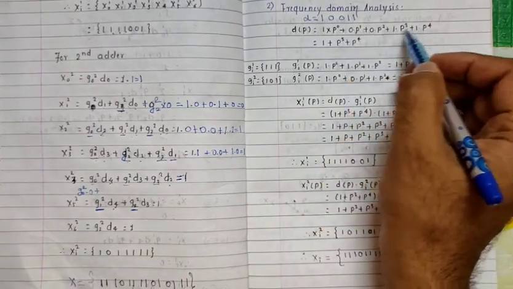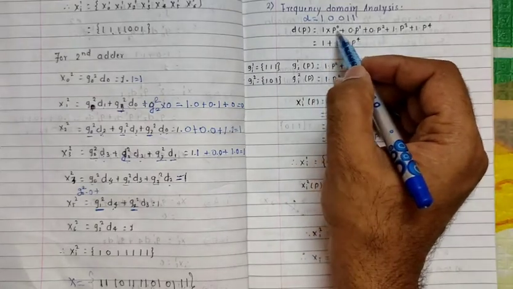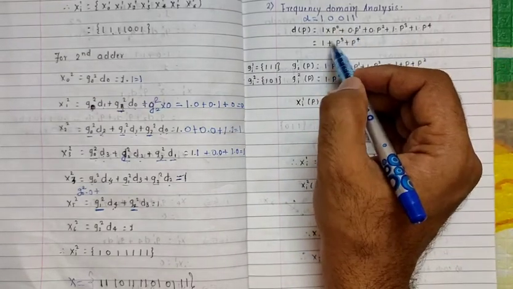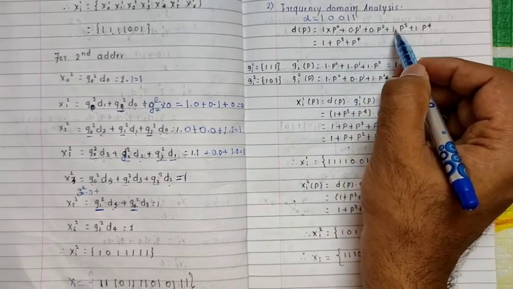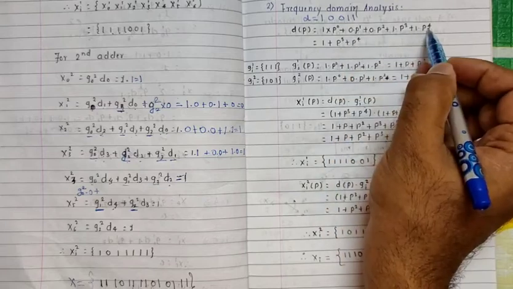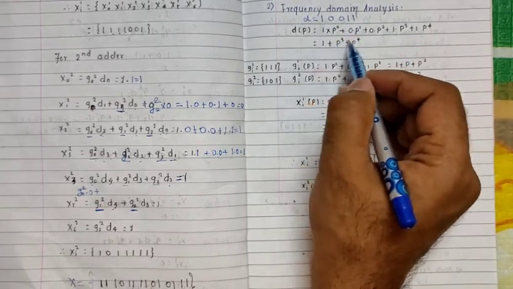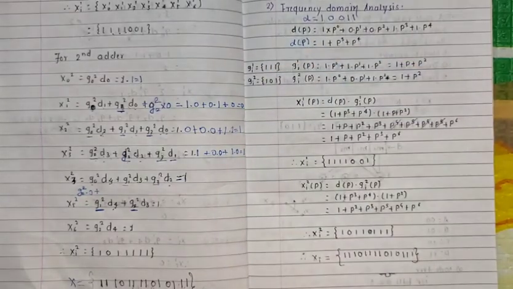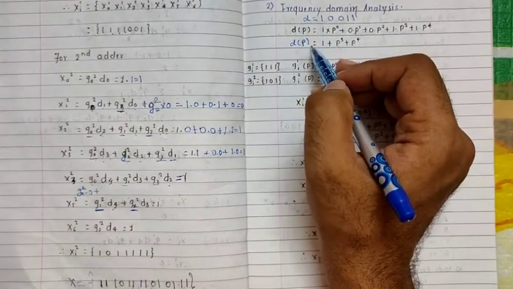So we just need to increase the power of this polynomial from zero, and accordingly we can write these bits. So 1 into p raised to the power 0 is 1, 1 into 1 is 1, plus 0 into anything is 0, 0 into anything is 0, 1 into p cube is p cube, and 1 into p4 is p4. This is how this input bit sequence is converted into the polynomial equation d of p. Now we have converted the input into its polynomial equation.